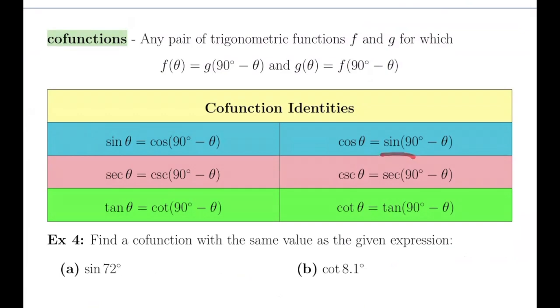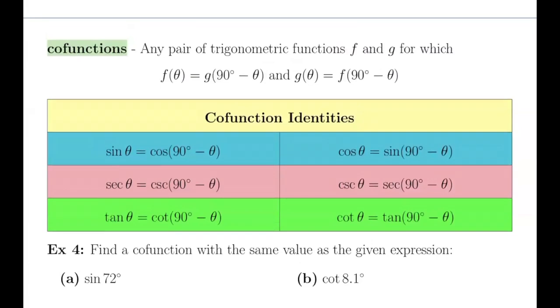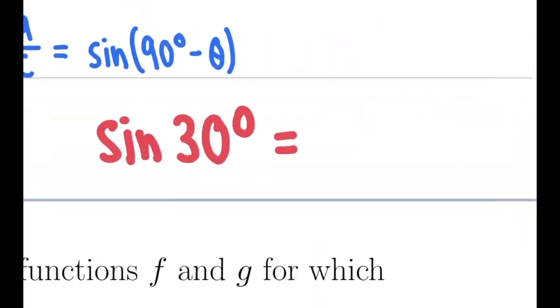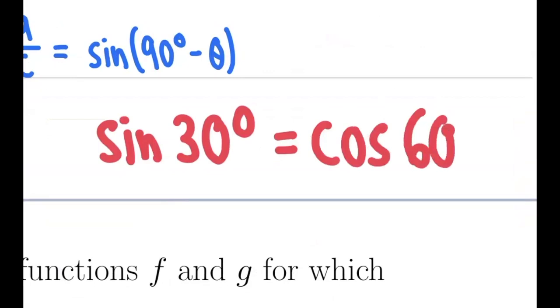But yeah, it's the same idea with cosecant and secant and cotangent and tangent. The co just means complement. So for example, sine of 30 degrees is going to equal cosine of the complement, which is 60 degrees. Those two angles add up to 90 degrees.